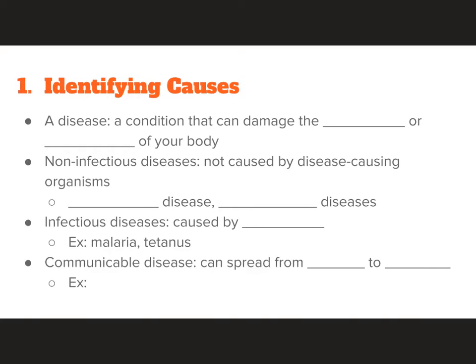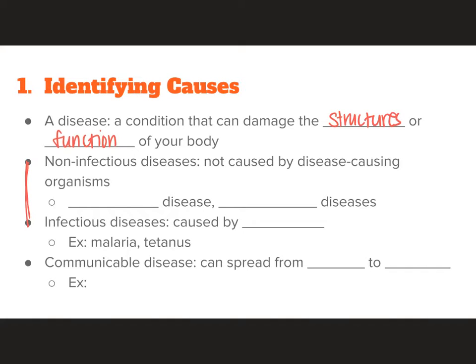First, we have to identify different causes of illnesses. So a disease, by definition, is a condition that can damage either the structures or function of your body. For different type of diseases, you have non-infectious diseases and infectious diseases. So they're going to be the two options for the disease, and communicable disease kind of goes underneath the infectious diseases. So non-infectious diseases are basically not caused by disease-causing organisms, which are going to be affected by bacteria, fungi, and all these things like that.